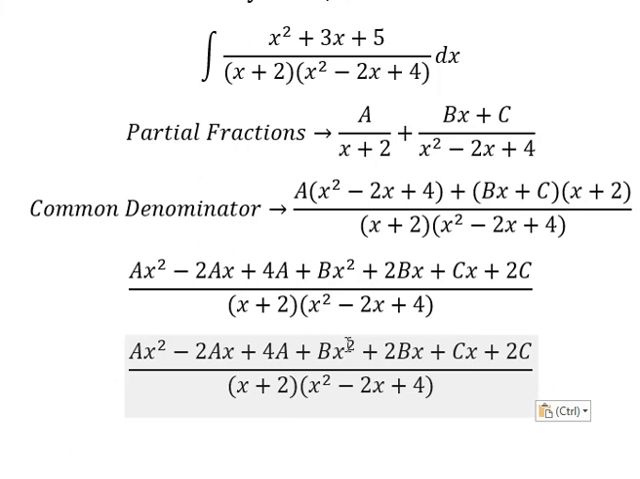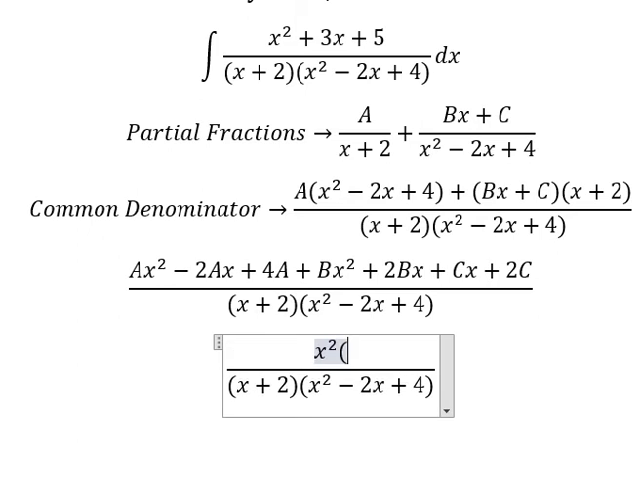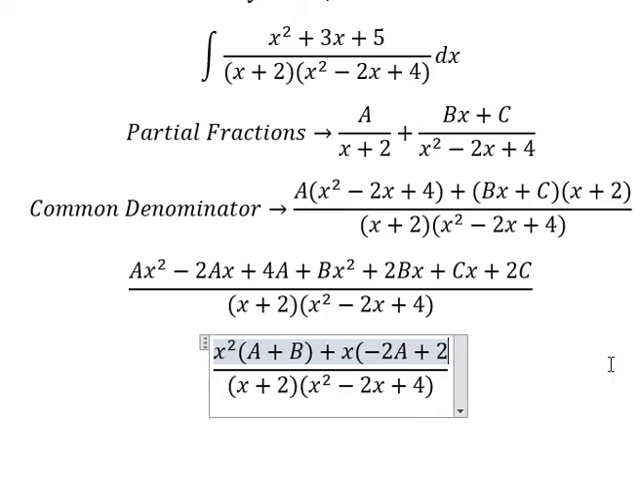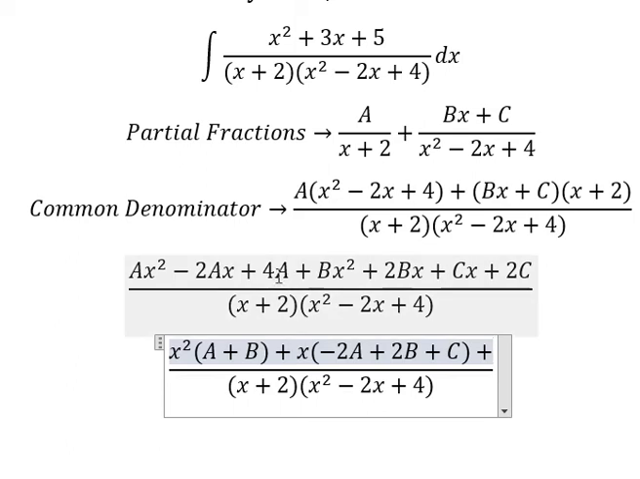Now we need to arrange based on the terms of s. About s square we get a plus b. About s we get negative 2a plus 2b plus c. About the constant we have 4a and 2c.